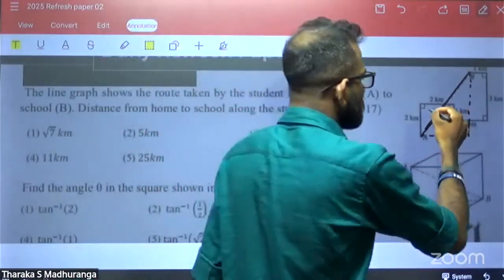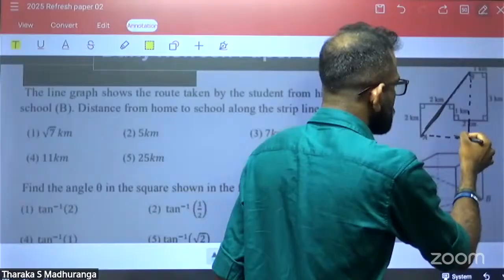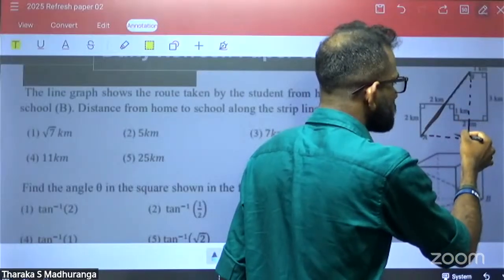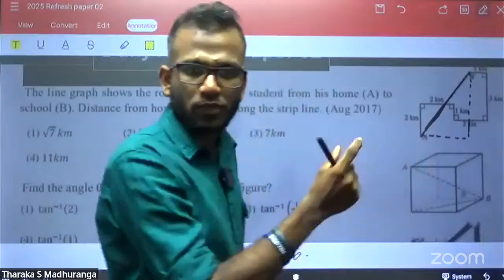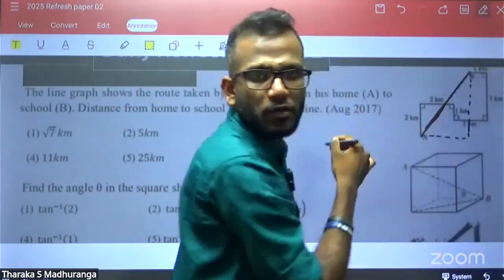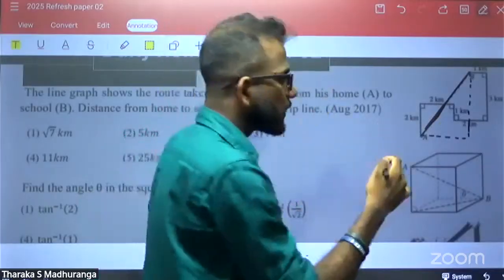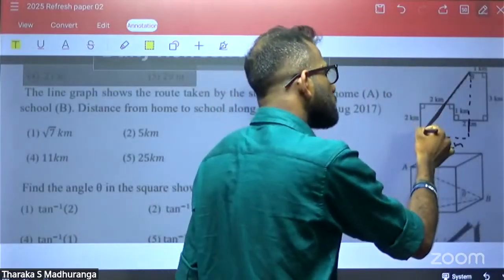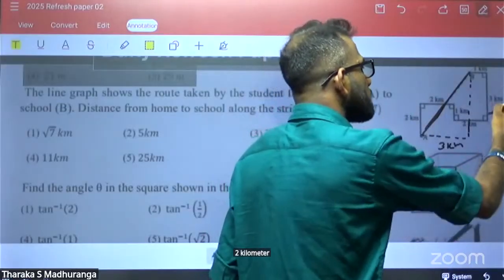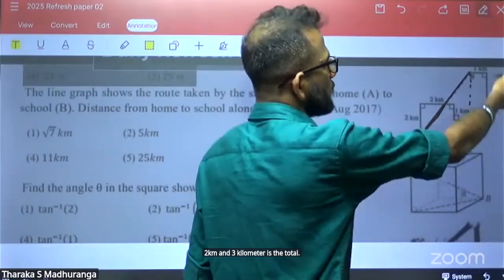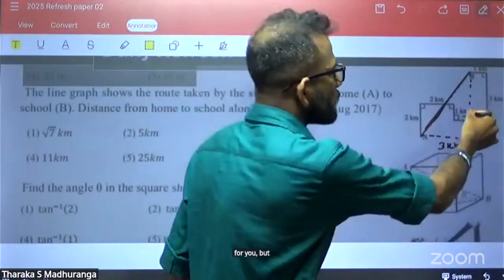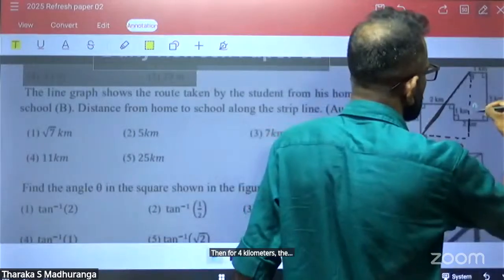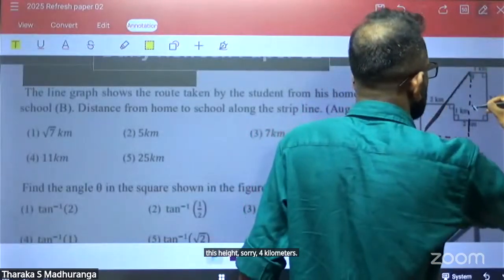What is this distance up to this point to this point? 2 kilometers. 2 kilometers, and this total length 2 kilometer. This part 1 kilometer. Then what is the total length? It is 3 kilometer, right? It is 3 kilometer. Okay, opposite side same. This part 2 kilometer. 2 kilometer and 3 kilometer is the total. 2 plus 3, it is 5. But this 1 kilometer common, then subtract 1 kilometer, then 4. 4 kilometer is this height. Sorry, 4 kilometer.